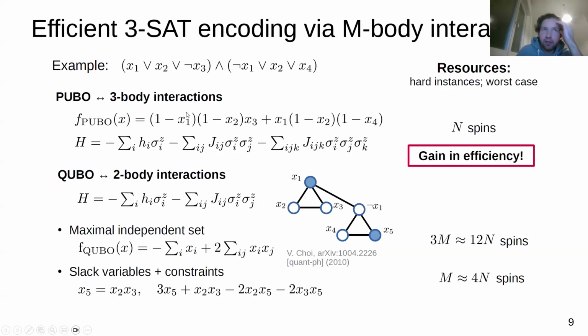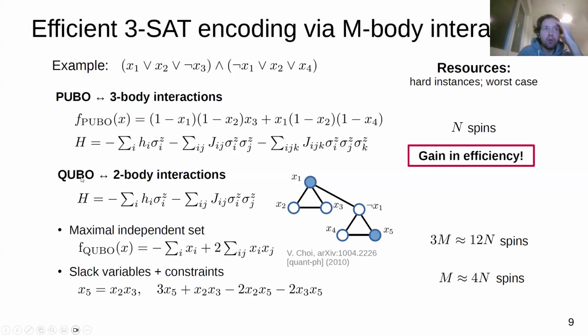And these terms in the cost function give us an energy penalty if the corresponding clause is not fulfilled and otherwise evaluate to 0. And then we can again introduce quantum spins for the classical variables and translate it to a Hamiltonian which contains 3-body interactions and 2-body interactions. This costs us, for n classical variables, n qubits.